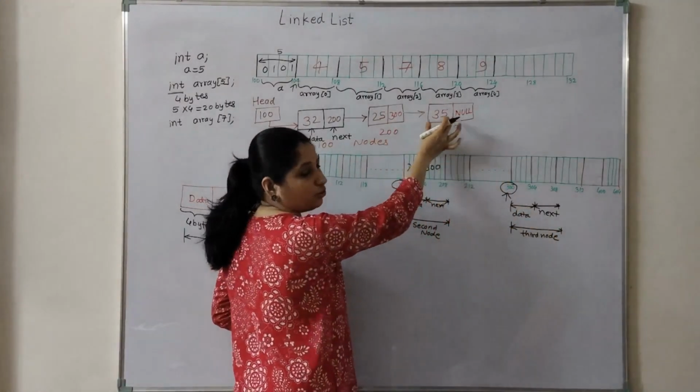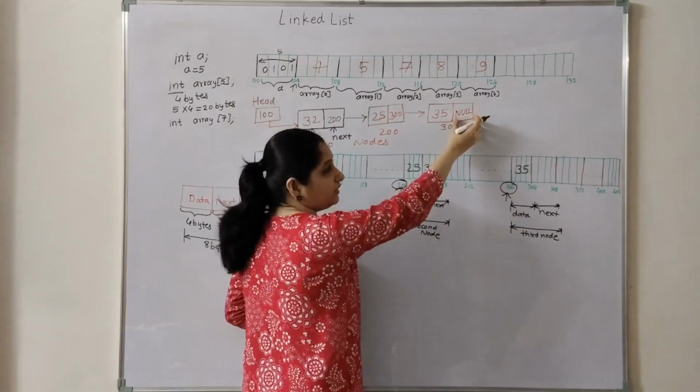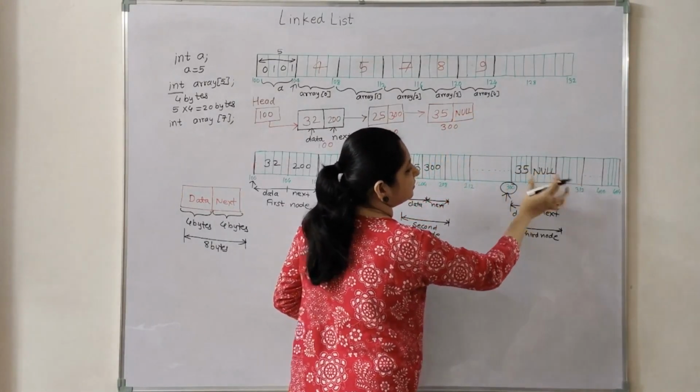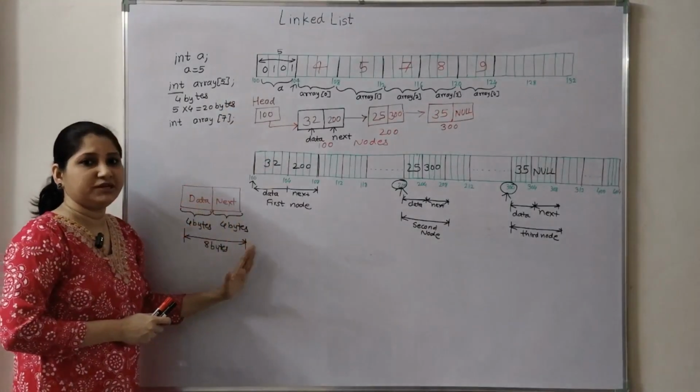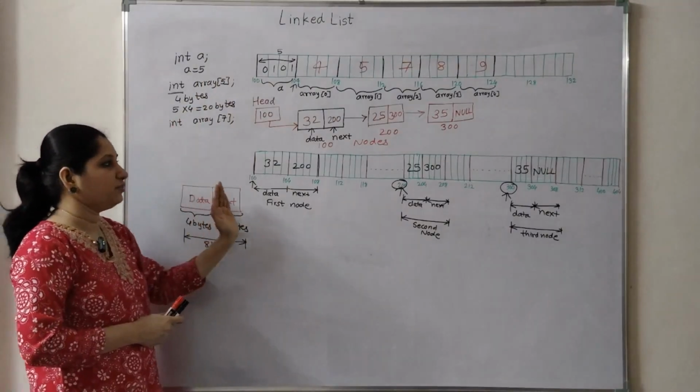So what is the value of our third node? That is 25. And what is the value of the address in that next pointer? That is null, because there is no new element present over here. This way we are storing the data into our array as well as in our linked list.